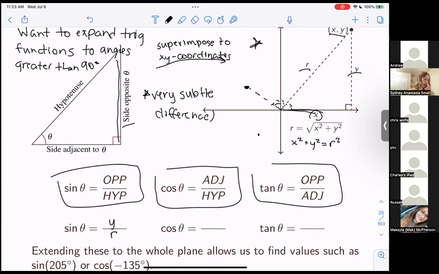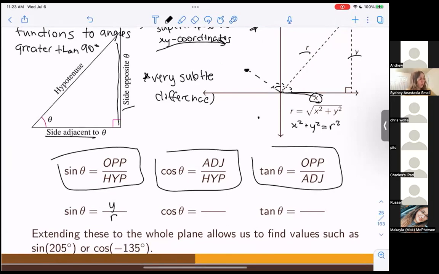Similarly, when talking about cosine, the side adjacent to theta has been relabeled with an x. We're just looking at the horizontal distance. How far away horizontally are we from the center? Or what we sometimes call the origin, the point (0, 0). So that is just our x coordinate. And again, over the hypotenuse, which is now the radius. And then tangent of theta is just opposite, which we have decided is the y value, the vertical value, over x, which is just the horizontal distance from the center.